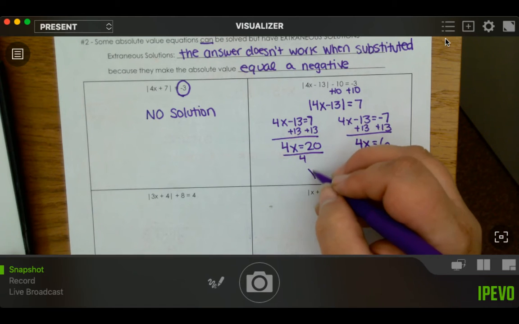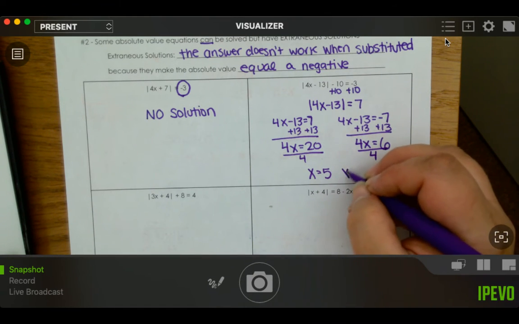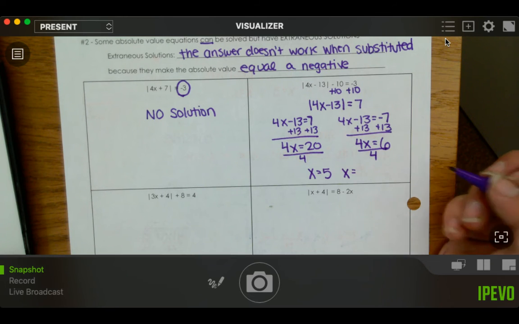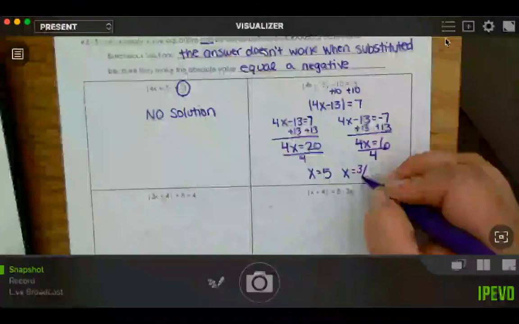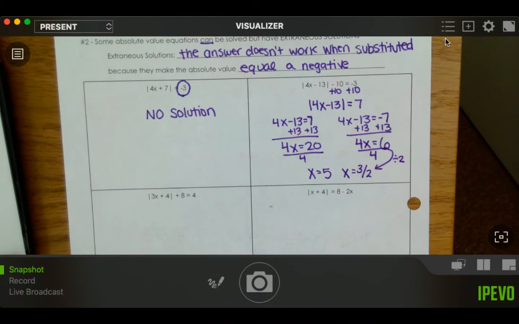20 divided by 4 gives me an answer of 5. And 6 divided by 4 gives me an answer of 1.5 or 3 halves. If you wanted to simplify this fraction yourself, you would simply divide them both by 2.